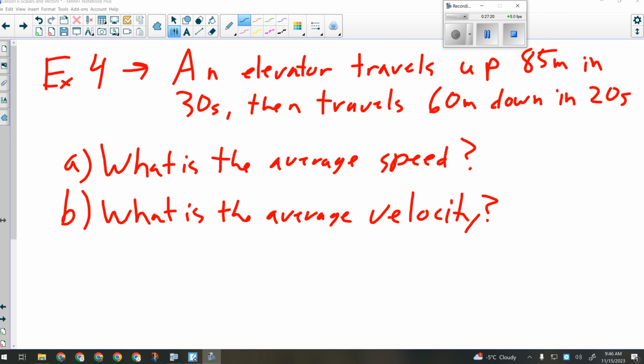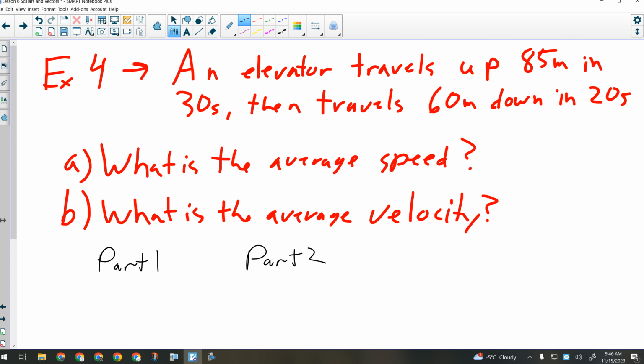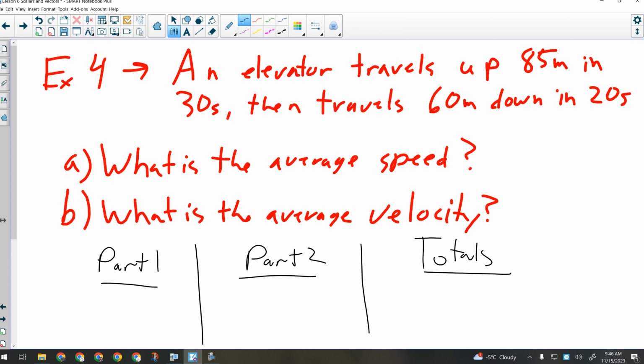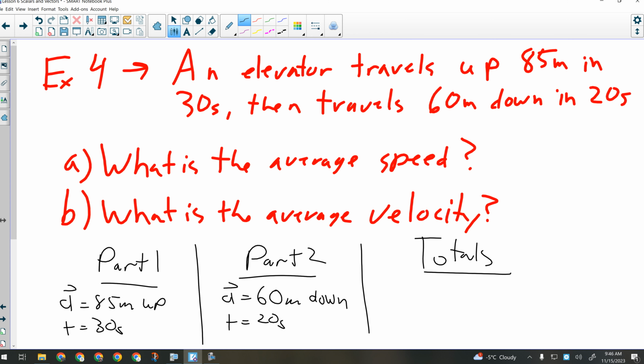Okay, so it's a 2-part question. So we've got a part 1, part 2, and our totals. An elevator travels up 85 meters in 30 seconds. So they give us the displacement, 85 meters up, and they give me the time, 30 seconds. In part 2, they tell me it travels down 60 meters, so also a displacement, and it does that in 20 seconds. So this one's actually a bit easier because we get d and t for both. They don't give us a velocity for either of them.